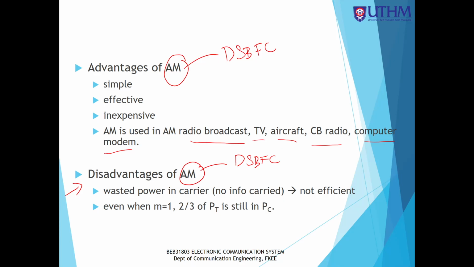For the double sideband full carrier, among the disadvantages is that it is a waste of power. It is because we waste a lot of power in the carrier, so therefore it is not very efficient. Why is it wasted power? Because most of the power is in the carrier power. This will be explained later in the topic on power. But for now, simply know that the disadvantage of double sideband full carrier is wasted power, and it is not efficient because of that.